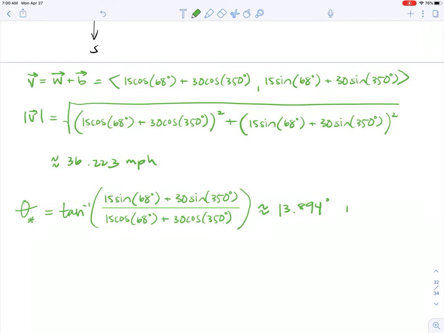So we can use that. We can say the actual direction of the boat would be 13.894 degrees north of east.